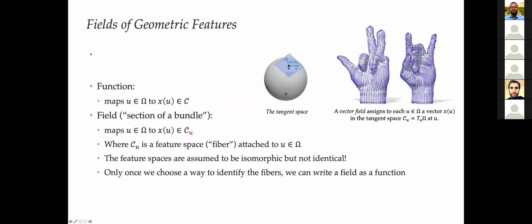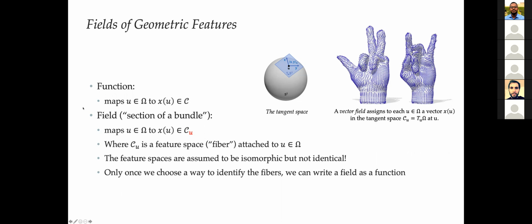Then there's another layer of subtlety. We won't really be using this in this lecture, but I think it's important to at least be aware of it. So far what I've said is that a signal is a function on omega. So what does a function do? It takes an element u of omega and maps it to some element x of u in C. For every pixel, it assigns an RGB vector, for example.